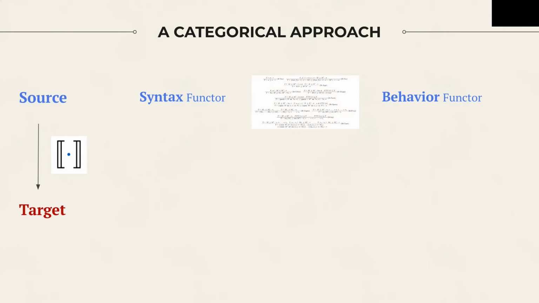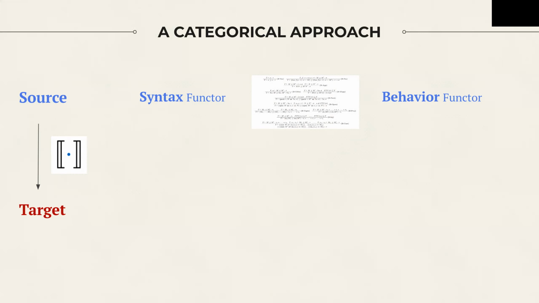Okay, so our scenario can be simplified as follows. We have a source language in blue, a target language in red, and a compiler from the source to the target. And the first thing we do is to give a formal description of the source language by providing a syntax functor and a behavior functor. You can imagine the syntax functor as the algebraic signature of your language. And we relate the syntax functor and the behavior functor with a distributive law that corresponds to a collection of rules that specify the operational semantics of the source language.